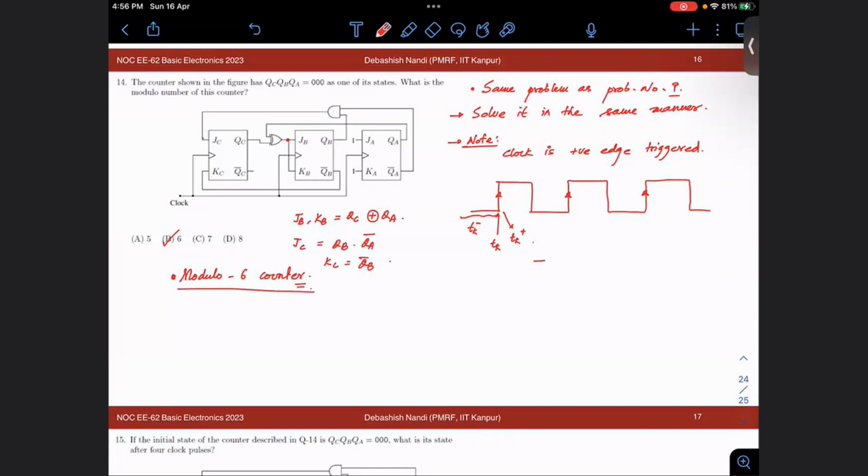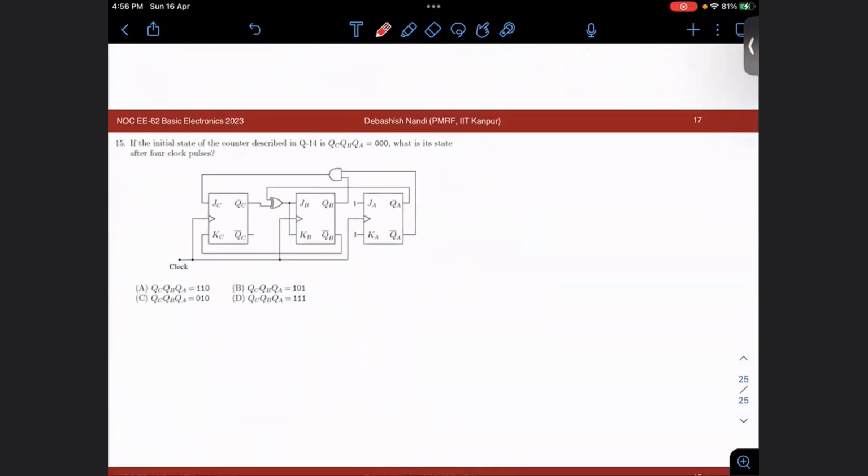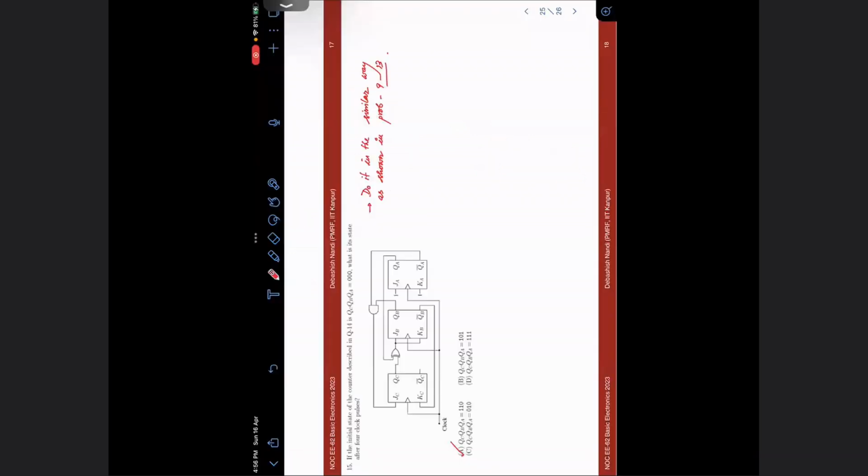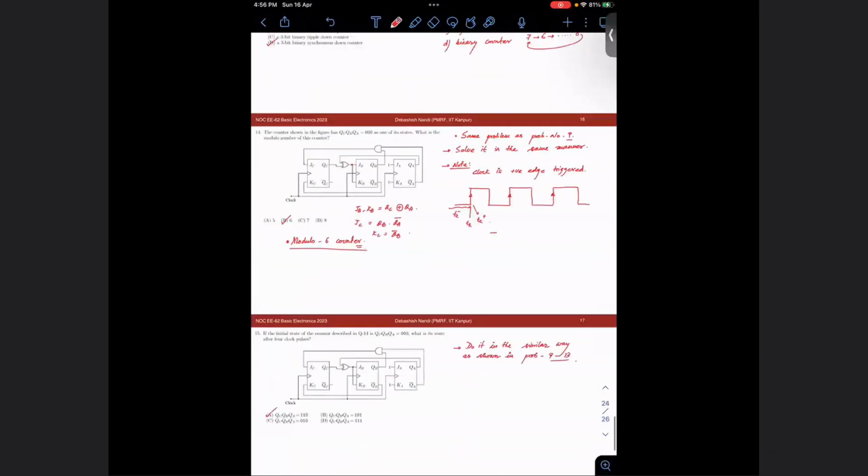You will find out the answer very easily. And similarly, this would be your answer. Do it in a similar way as shown in problem 9 to 13. So this is how you solve these questions.